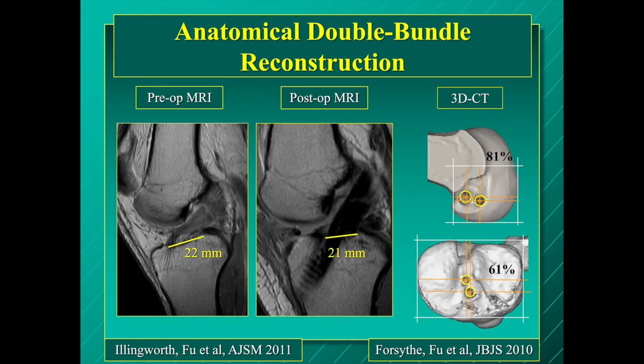Post-operative 3D CT allows us to evaluate tunnel position and reconstructed area. As we can see, the patient received an anatomic double bundle with graft size and choice individualized to his particular needs, restoring 61% of the tibial insertion site. At 1 year post-op, we can see excellent graft healing without residual instability.